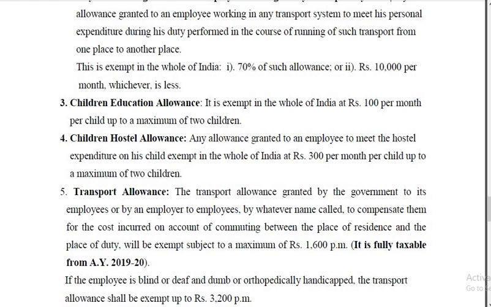In the case of education allowance, it is 100 per month. So there also allowance might be granted for more than 2 children, but exemption is available only for 2 children.